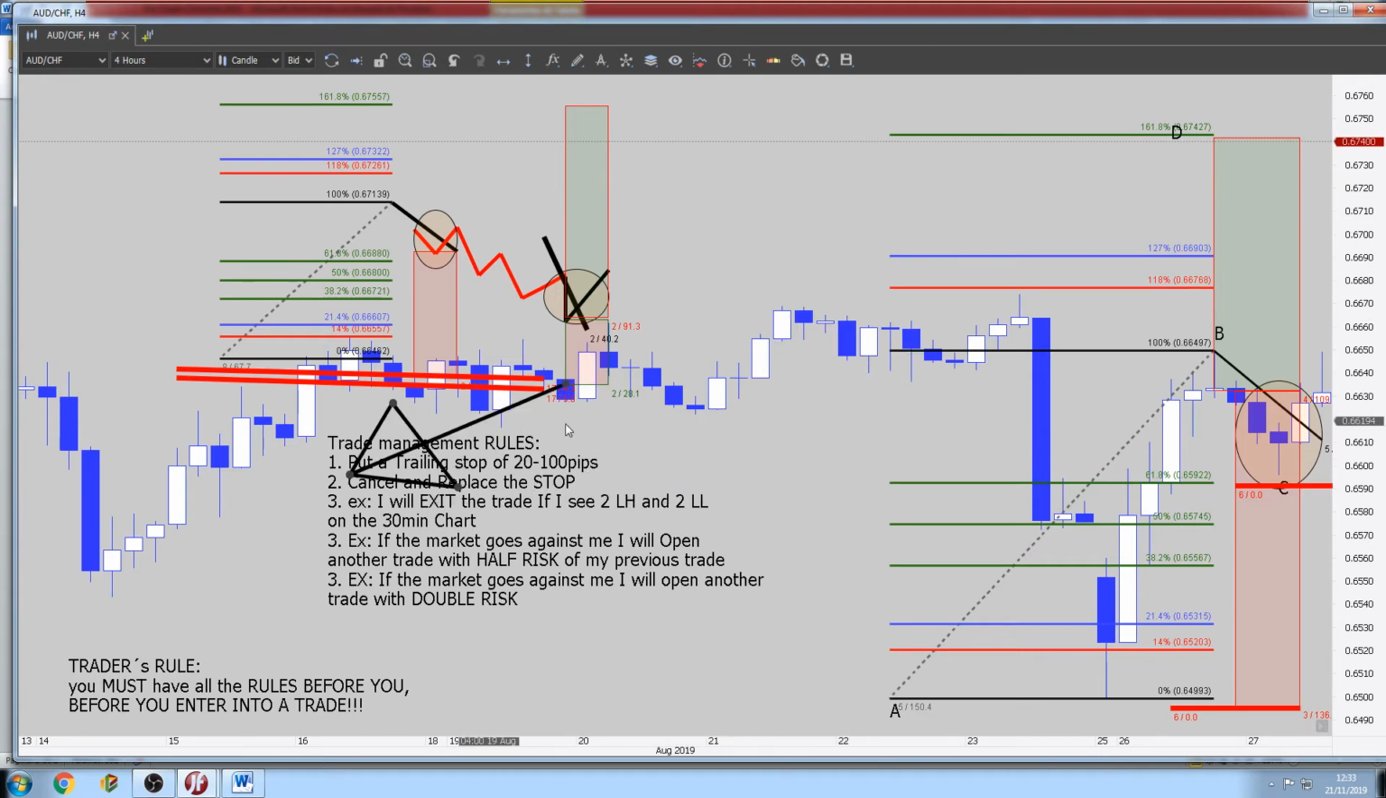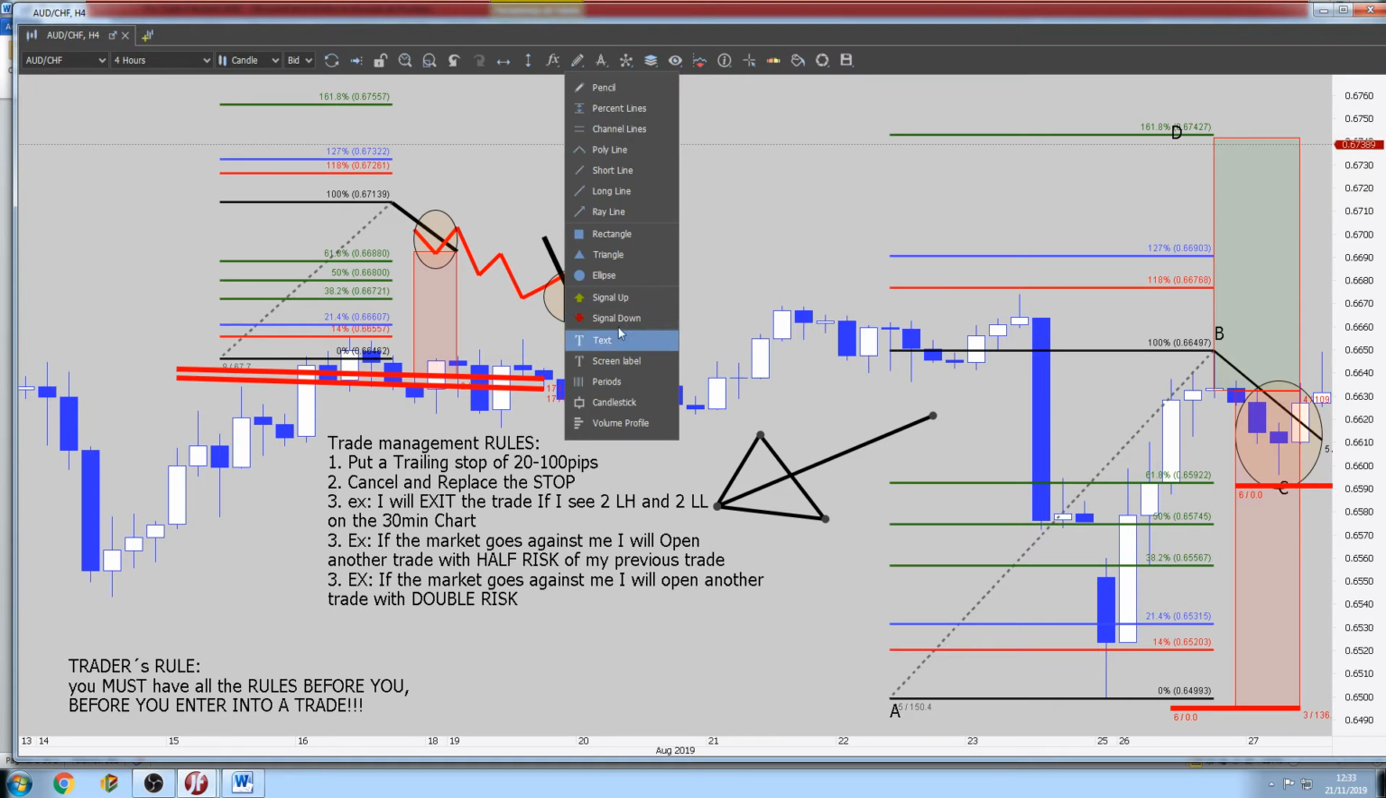Who in the webinar would be trader number 1? He's going to exit if the trade has 2 lower lows and lower highs on the 30-minute chart. Who between you is going to choose trade number 2? He's going to open another trade with half risk. And who in here is going to be trader number 3? He's going to open another trade with double risk. So let's make a poll, everybody. We are going to move on with the chart. We are going to perform this trading exercise.